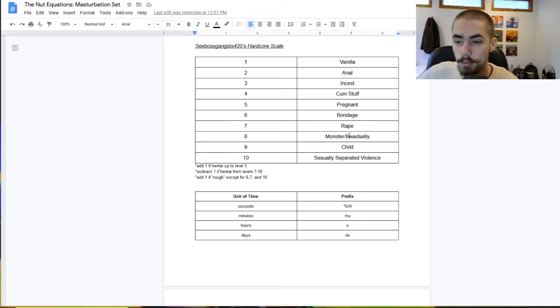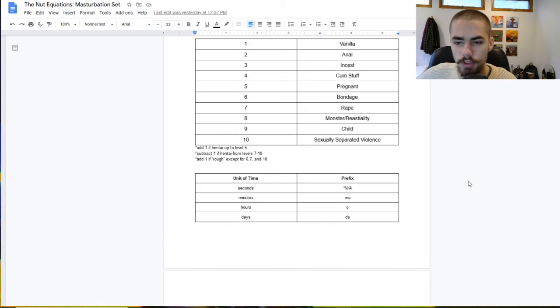So if it's rape, monster bestiality, child, sexually separated violence, subtract 1 if hentai. Add 1 if rough, except for 6, 7, and 10. And this is because 6, 7, and 10 are naturally rough, and that's why they are ranked so highly.